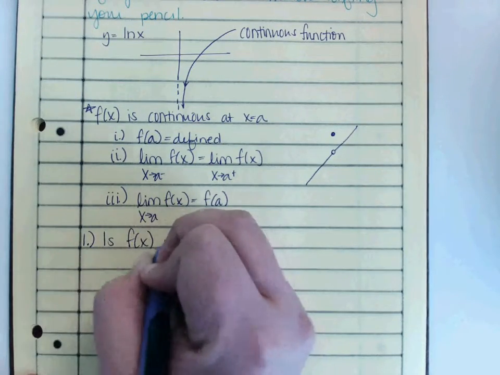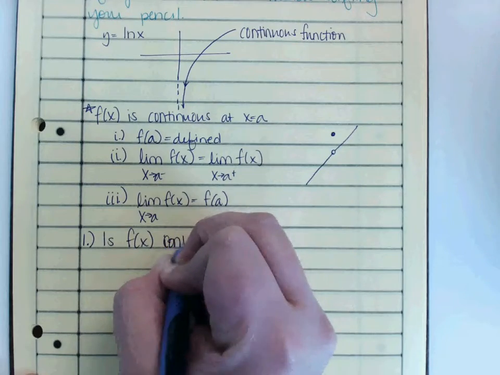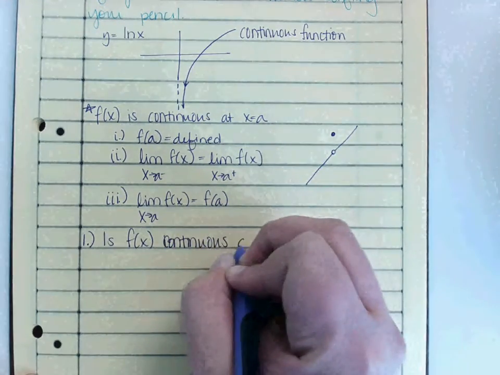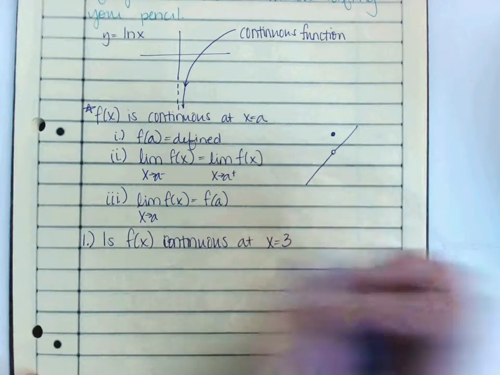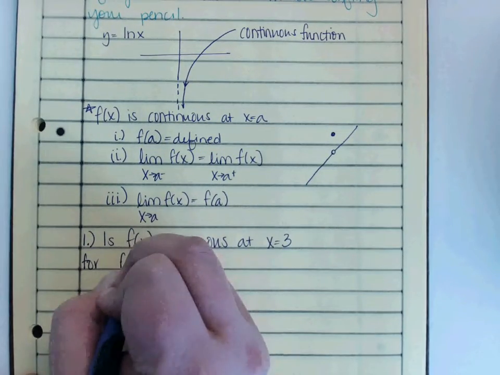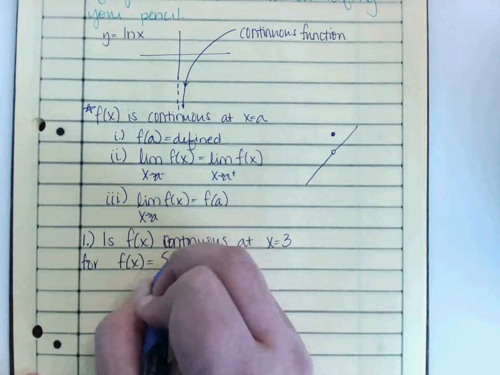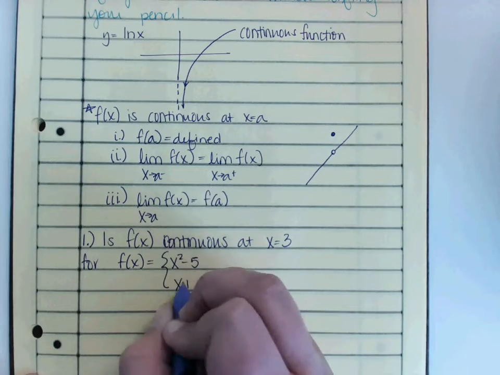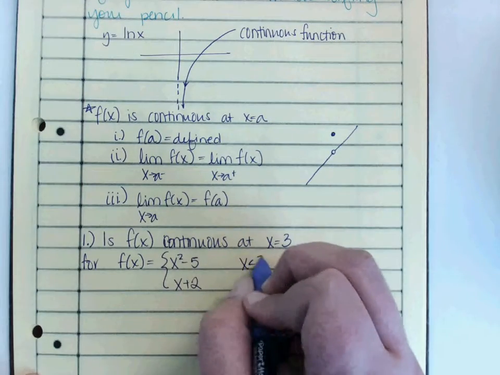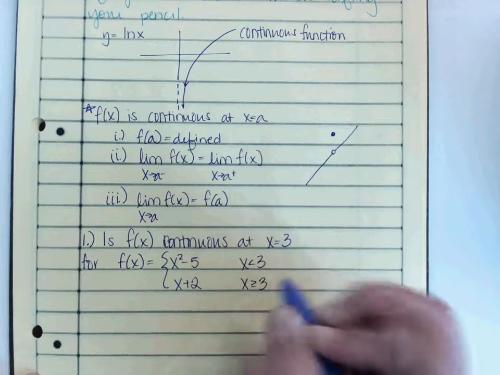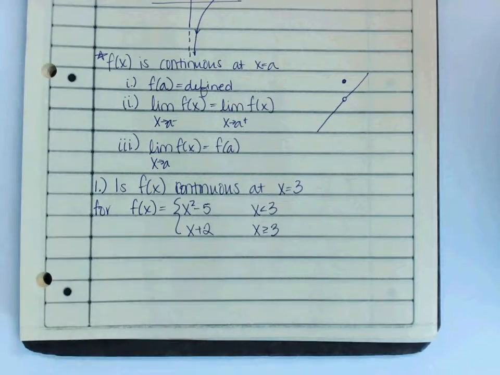Okay, so question: is f of x continuous at x equals 3 for f of x equals, these are going to be piecewise, x squared minus 5 for x less than 3 on one domain, and x plus 2 for greater than or equal to 3 on the other. Every single time, if on the AP test they ask you a question like this and it's open-ended, you have to use your formal definition. We'll use it enough times you won't have to practice memorizing it because you'll just know it.